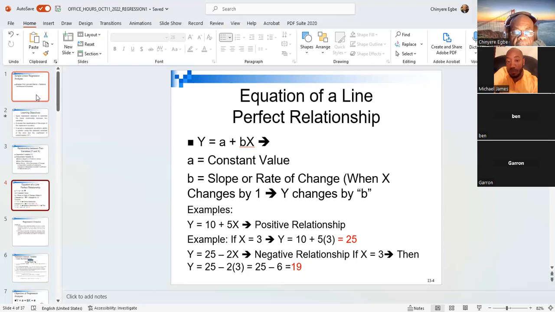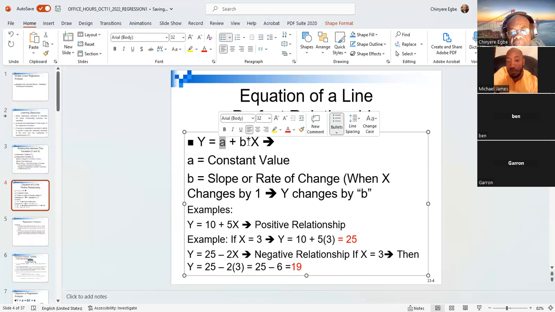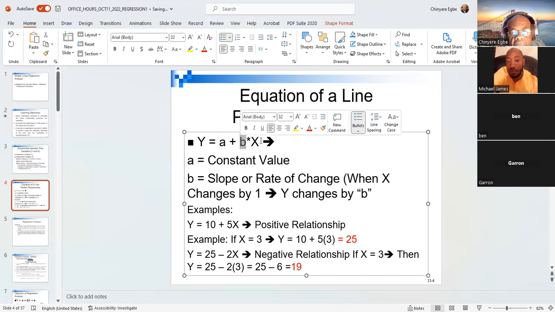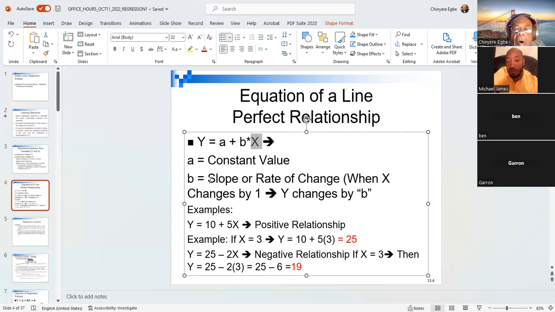And B, this is B times X. Okay? B times X. So A is the constant value, B is the slope, and of course, X is what changes. B is the slope or rate of change when X changes by 1. So when X changes by 1, which is the independent variable, Y, the dependent variable, will change by B.